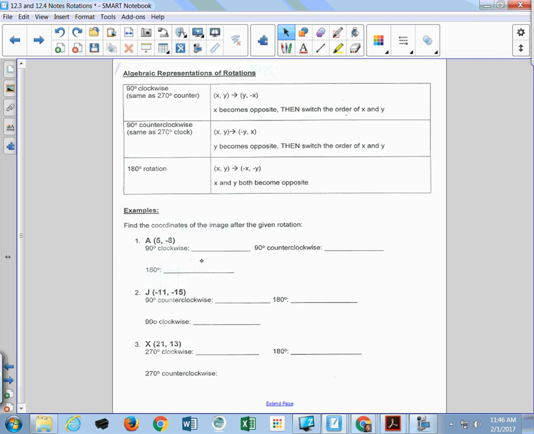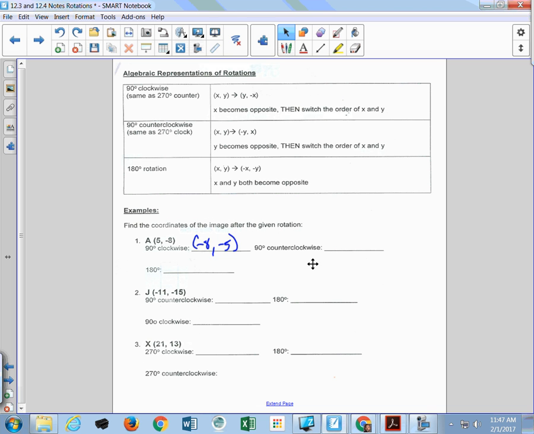All right, so let's do a little practice. 5, -8 for 90 degrees clockwise. So that says 90 degrees clockwise says we need to flip them and change the X to its opposite. So flipped, that means -8 will come first, and I need to change 5 to its opposite.